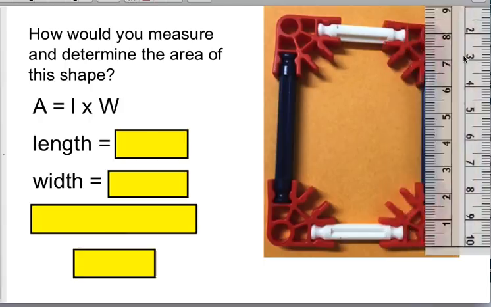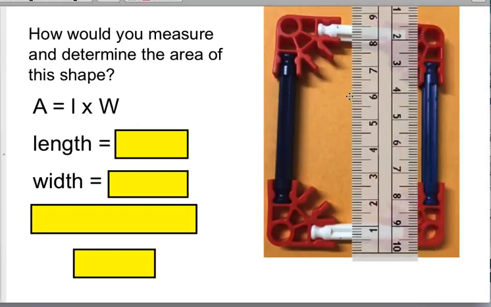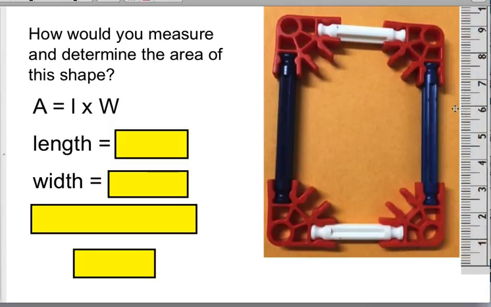So here's our shape right here. We got a ruler out of the way. It's a rectangle. So we're going to use length times width. Why don't you pause the video and see if you could figure out how you would use this ruler to figure out the area of that shape. Once you've thought it through, start the video again and see if you are correct. All right, here we go.